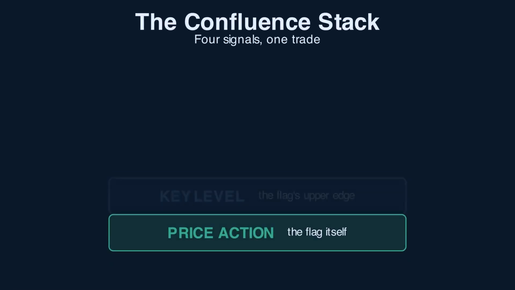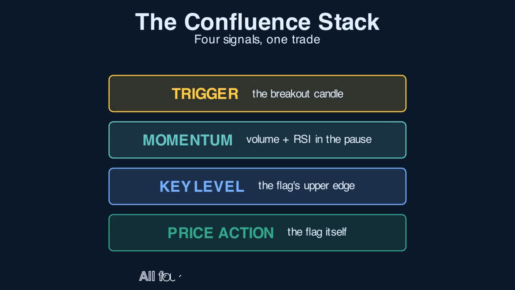Before any setup becomes a trade on this channel, it has to clear the Confluence stack, four signals that must line up. The bull flag is special because it satisfies all four at once. The flag is the price action structure. Its upper edge is the key level. The volume and RSI inside the pause are your momentum read. And the breakout candle is the trigger. When a single pattern stacks all four, that's a high conviction setup, not a guess.